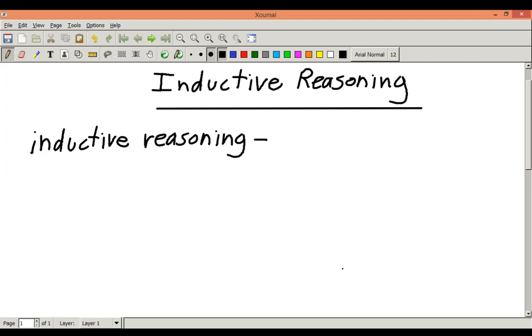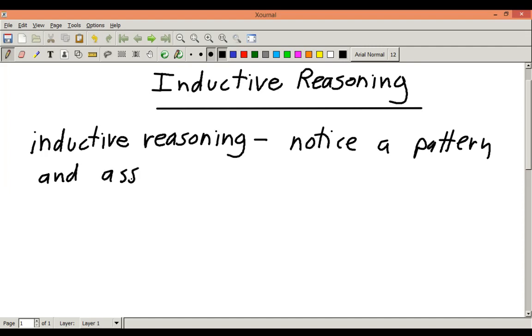Okay, so what is inductive reasoning? So inductive reasoning is when you notice a pattern and assume that pattern will continue.